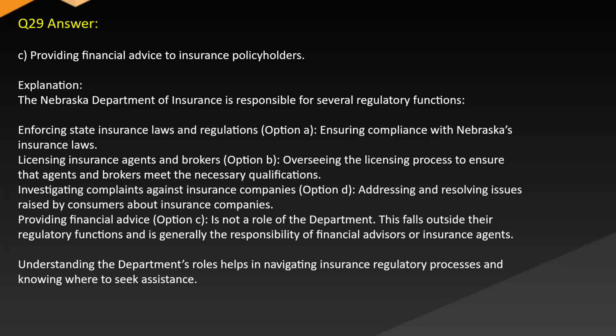Answer: C. Providing financial advice to insurance policyholders. Explanation: the Nebraska Department of Insurance is responsible for several regulatory functions: enforcing state insurance laws and regulations, option A, ensuring compliance with Nebraska's insurance laws; licensing insurance agents and brokers, option B, overseeing the licensing process to ensure that agents and brokers meet the necessary qualifications; investigating complaints against insurance companies, option D, addressing and resolving issues raised by consumers about insurance companies; providing financial advice, option C, is not a role of the department. This falls outside their regulatory functions and is generally the responsibility of financial advisors or insurance agents. Understanding the department's roles helps in navigating insurance regulatory processes and knowing where to seek assistance.